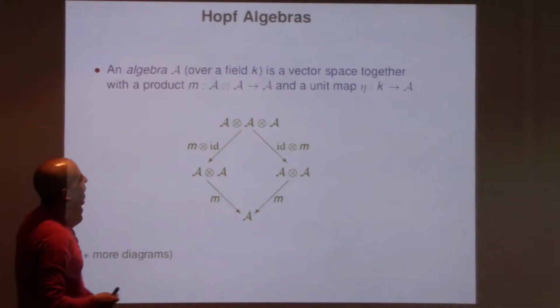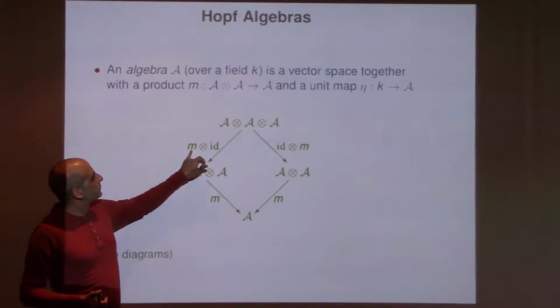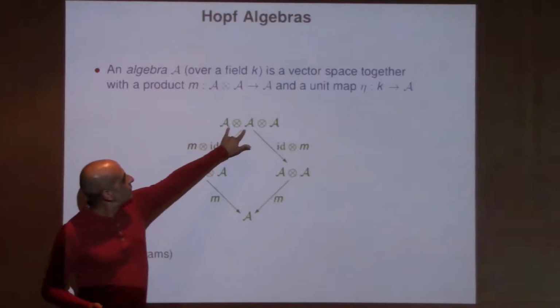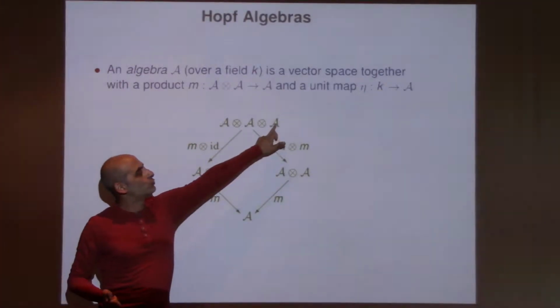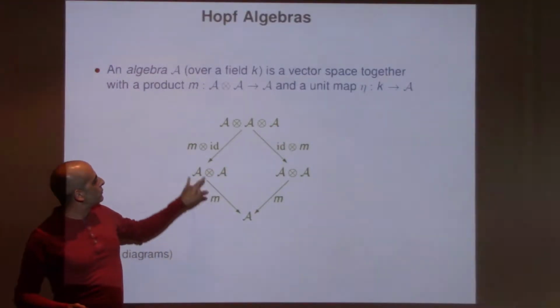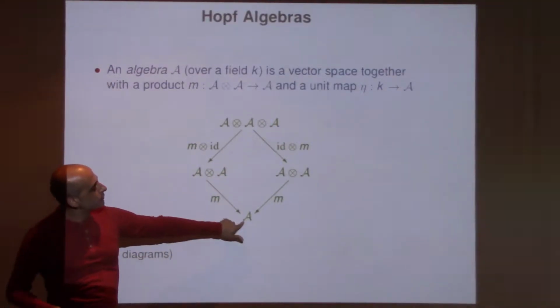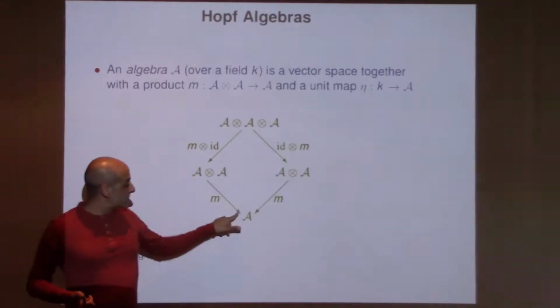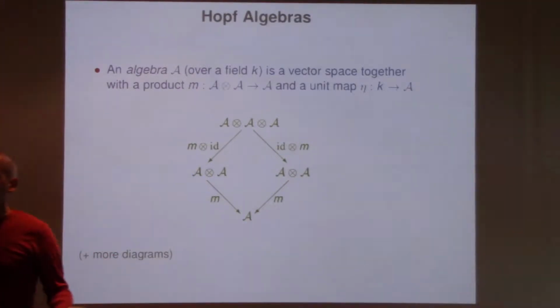Basically, if you first multiply these two, that's what this means. You multiply the first two, and then you do nothing. ID means you do nothing on the third one. So then you get two copies, then you multiply these two, and you get an element. If you do it the other way around, and this element is the same, then you have associativity.